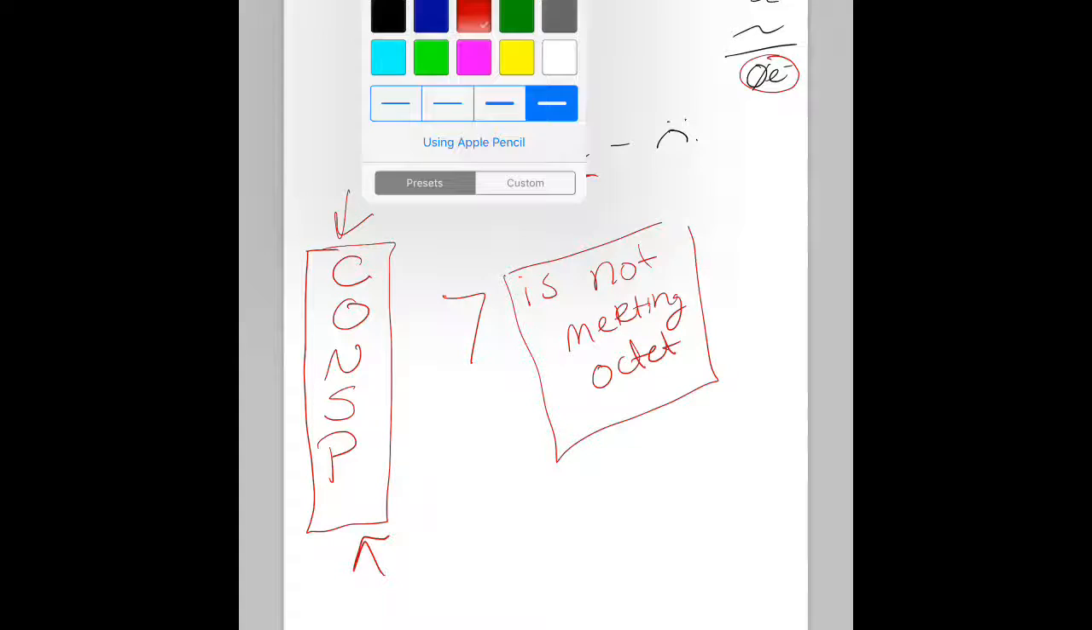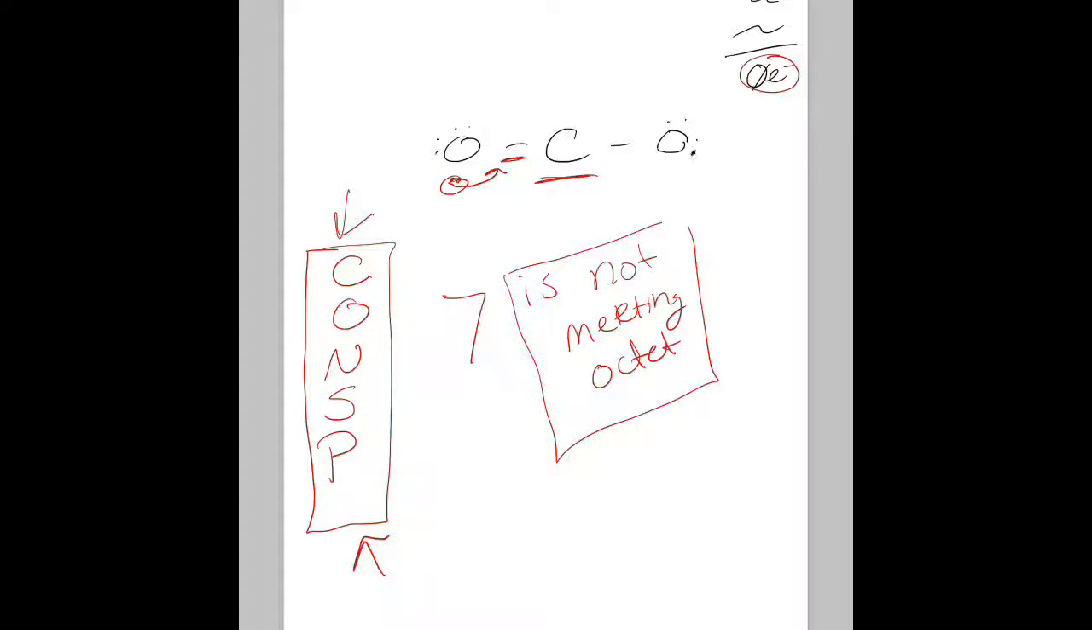Carbon still does not meet the octet rule, so we need to do it with the other oxygen as well. This allows us to keep track of all our electrons, and it lets carbon meet the octet rule. So this would be the most stable configuration that there is. Let me know if you have any questions, guys.